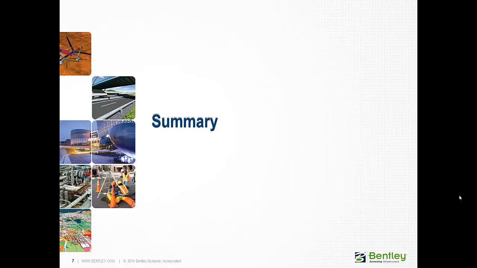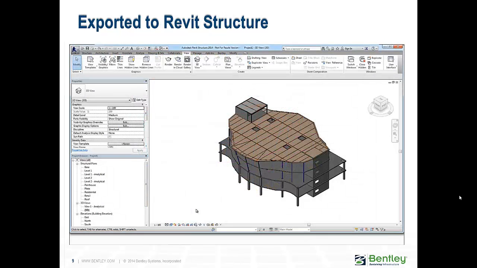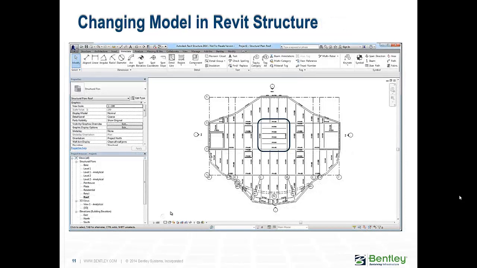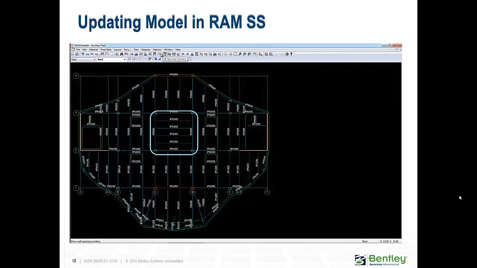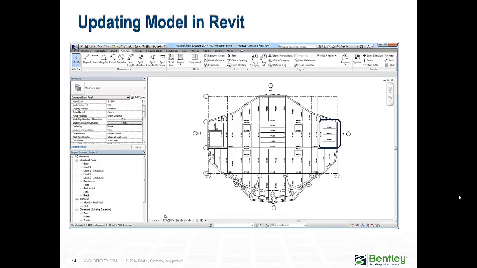To sum it up, we've seen that we prepared an analytical model in RAM structural system, then we transferred it to Revit structure, then we prepared some drawings in Revit structure, and then we changed the model in Revit. After that, we updated our RAM structural system model just by transferring ISM data to it. Then we changed the model in RAM structural system and then transferred those changes back to Revit.